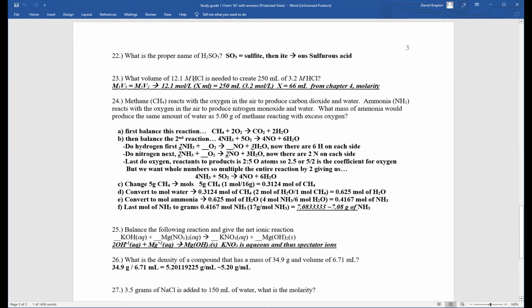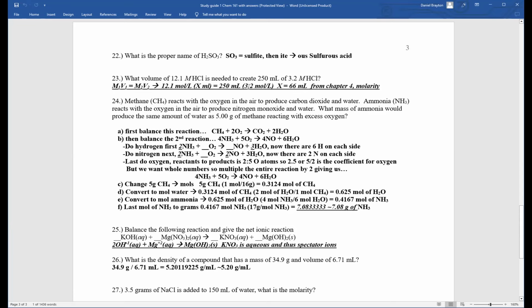Okay, so 12.1 molar is needed to create 250 mL of 3.2 molar HCl. So our first molarity is 12.1, and the first volume is the X we're looking for, how much to pour out. Our V2 is 250 mL. If we leave milliliters in, that means your answer's in milliliters. So just make note that the units have to be the same, and whatever unit you leave out, its corresponding partner is what gives you the unit for that.